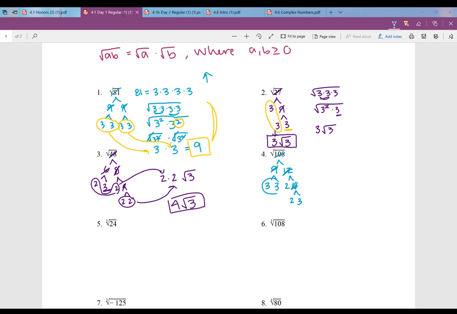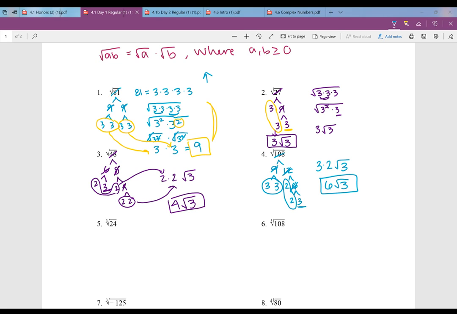So here we have a group of 2 3's, we have a group of 2 2's, and we have 1 3 that's by itself. So from our group of 3's, we're going to pull out 1 3. From our 2's, we'll pull out 1 2. And then our 3 will stay under the root. So we have 6 root 3.